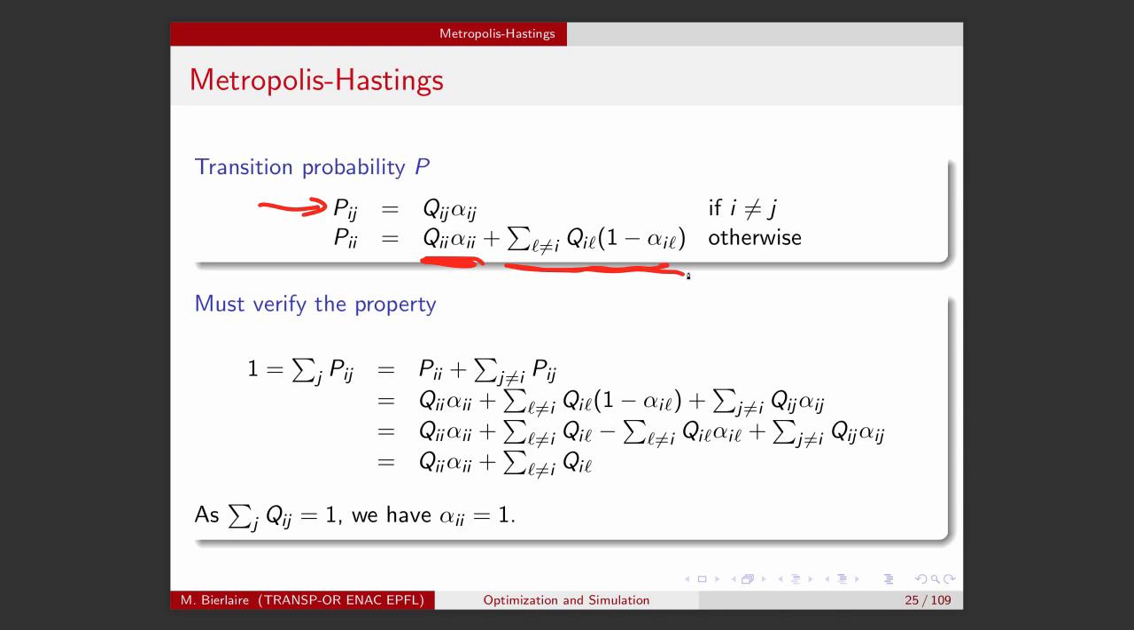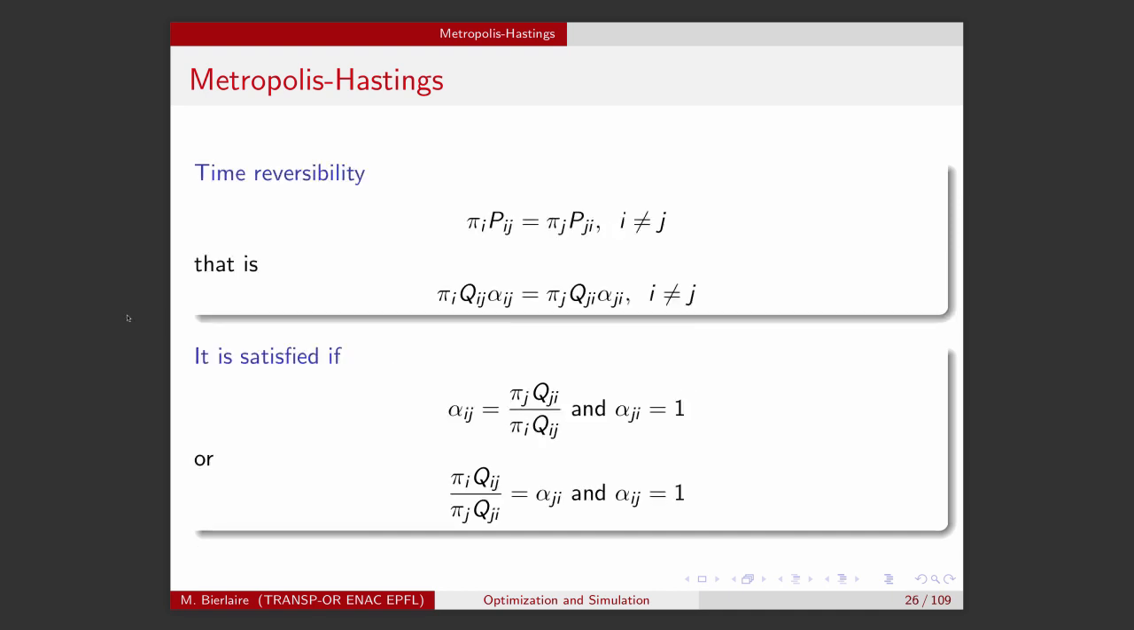Of course, this transition probability should verify the property that for each state i, the sum over j must sum up to 1. And if you do the derivation, you will realize that the value of alpha_ii must be equal to 1. Which makes sense, right? It means that if the first process suggests me to stay there, well, I stay there anyway. And now we will use time reversibility. So remember, time reversibility links the transition probability with the stationary probability.